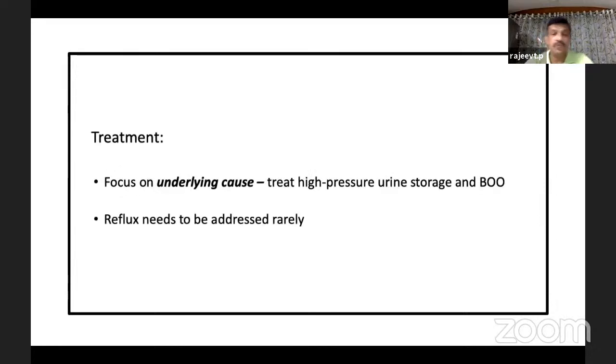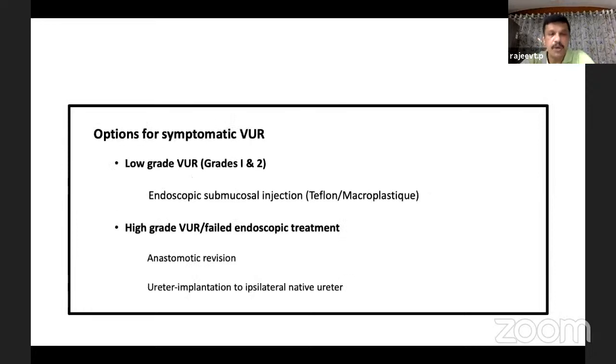How to treat these cases? One has to focus mainly on the underlying cause for the VUR. If it is because of high pressure urine storage or bladder outlet obstruction, you have to adequately treat this condition. But usually reflux needs to be addressed only very, very rarely. So options for symptomatic VUR: if it is a low grade VUR, that is grade 1 and 2, one can go in for an endoscopic submucosal injection of Teflon. But in those cases of high grade VUR, or failed endoscopic management, an anastomotic revision may be required, that is ureteral implantation into the ipsilateral native ureter.